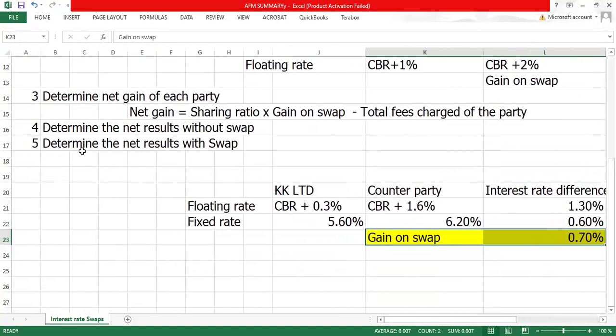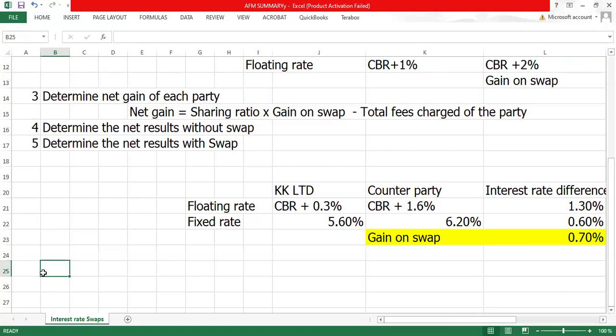Once you get your gain, go to step number 3. Now we are answering the question, guys. We are to determine each party's net gain. So we need to get KK Limited's net gain. You get the sharing ratio, which is they are sharing the gain equally. So it is 0.5 or 50%.